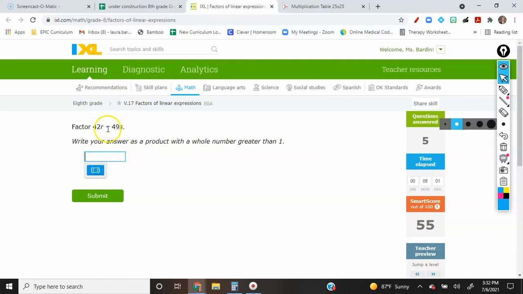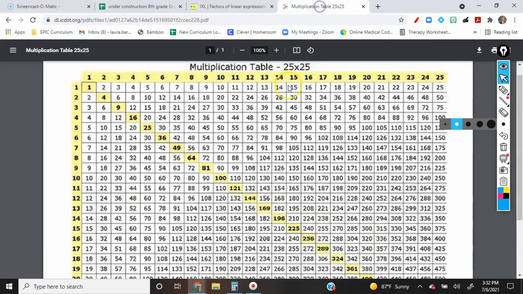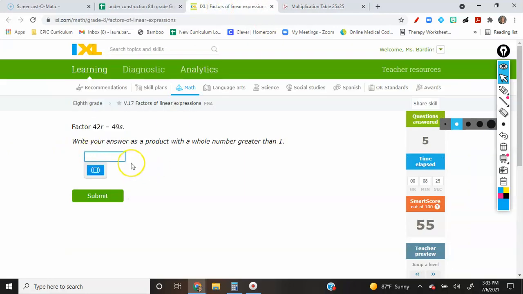Okay, so one more just for fun. I know you want to do this one. 42 and 49. I think you already know this one. My factor is a 7. 7 times 6 is 42, and 7 times 7 is 49. So I have a factor of 7.